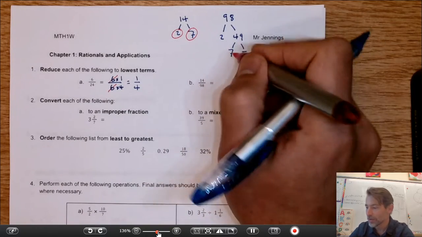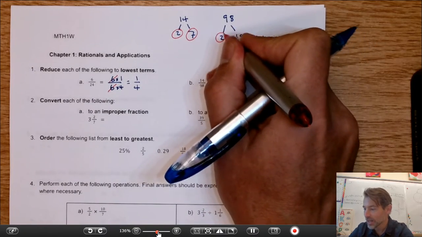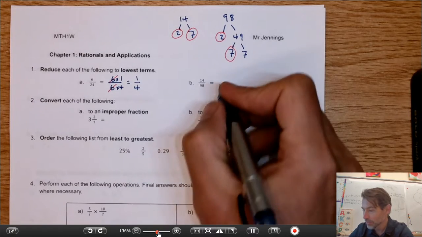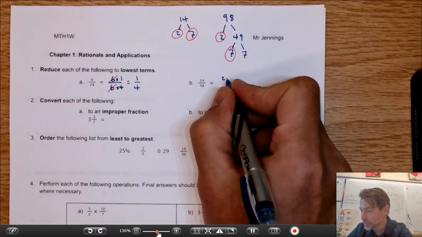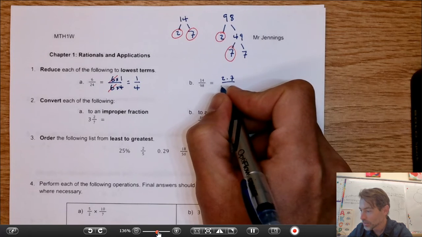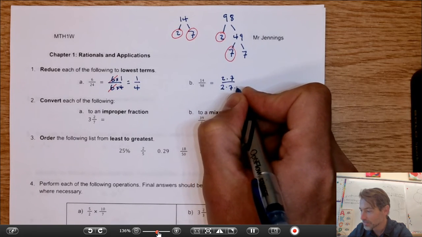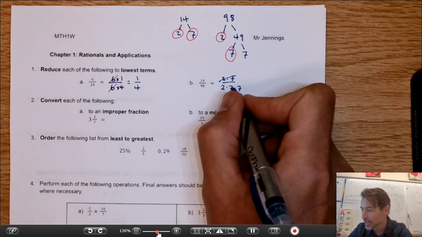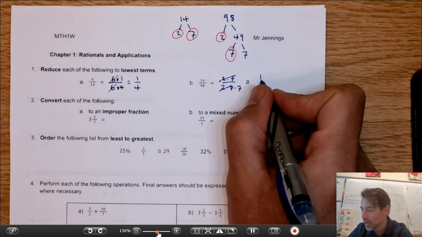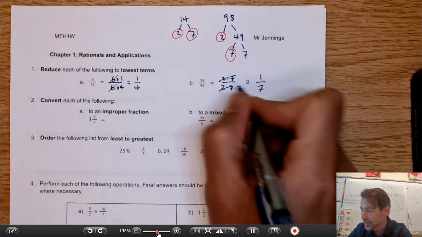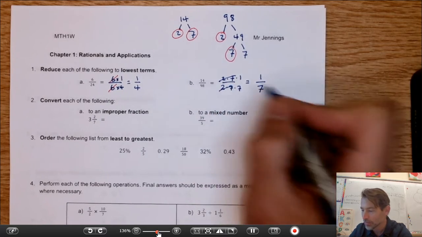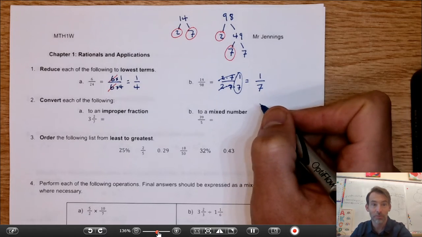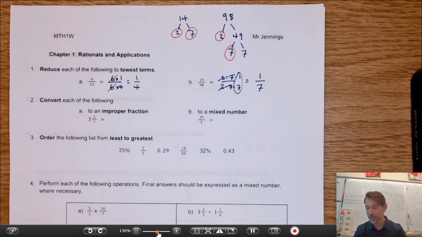Cool. So I noticed that 98 actually has a 14 in it. It has a 2 times a 7. So 14 over 98 could be written as 2 times 7 over 2 times 7 times 7. Those are my prime factors. These will cancel those, and I'm left with 1 on the top, and 1 over 7 on the bottom, because that was multiplied by 1 up there. So I'm left with 1/7. That is reducing fractions to lowest terms.